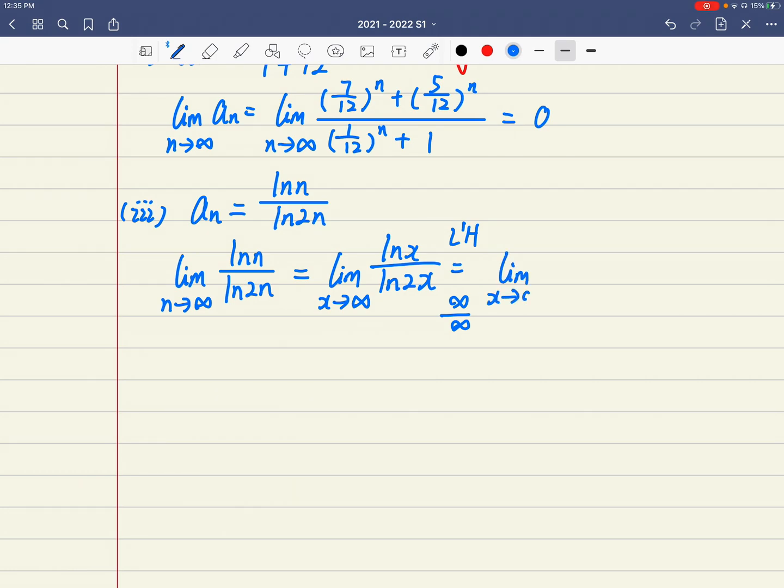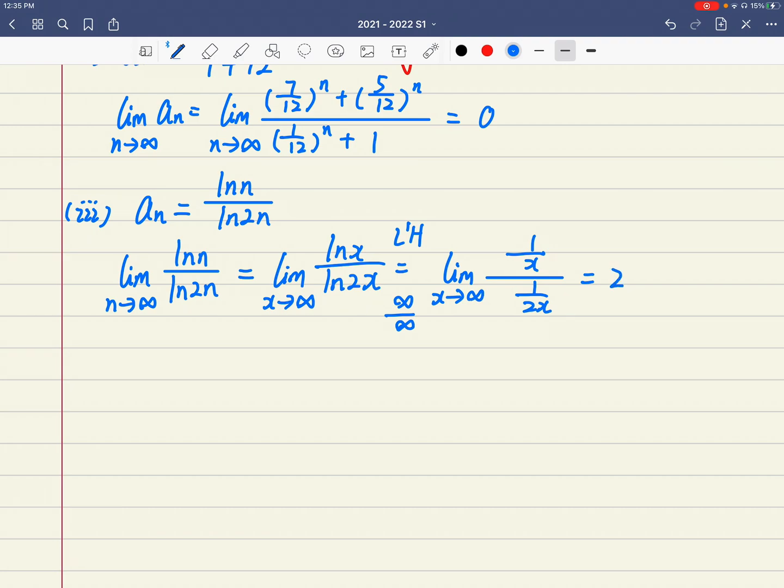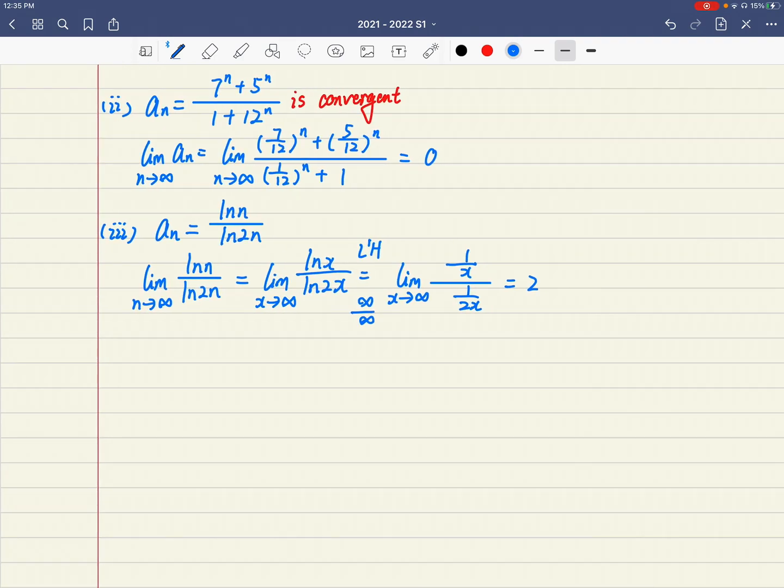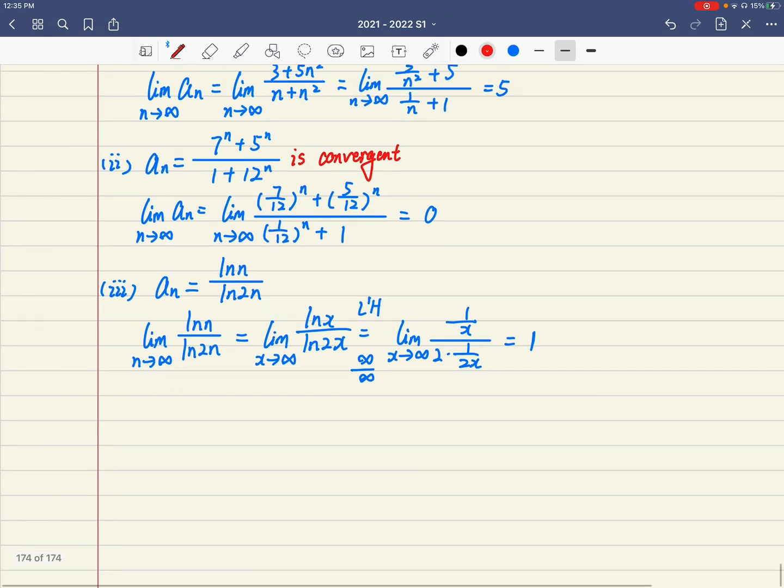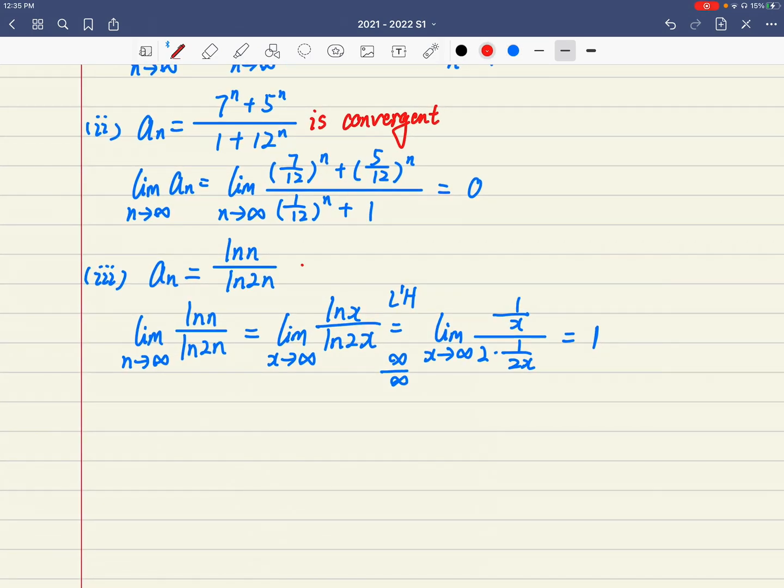You differentiate the top, you get 1 over x. Differentiate the bottom, you get 1 over 2x, so they can be canceled out. The result is 2. Sorry, the result is 1, because if you differentiate the bottom, you get 1 over 2x times 2. Because of the chain rule, for ln of something, the derivative is 1 over that, and then the derivative of 2x is just 2. So the result is 1. Again, it is just a real number, so an is convergent.